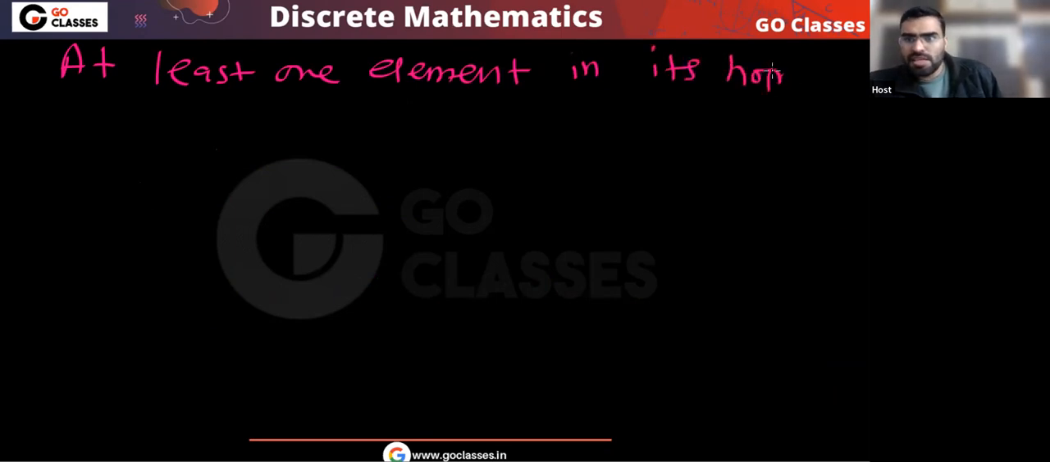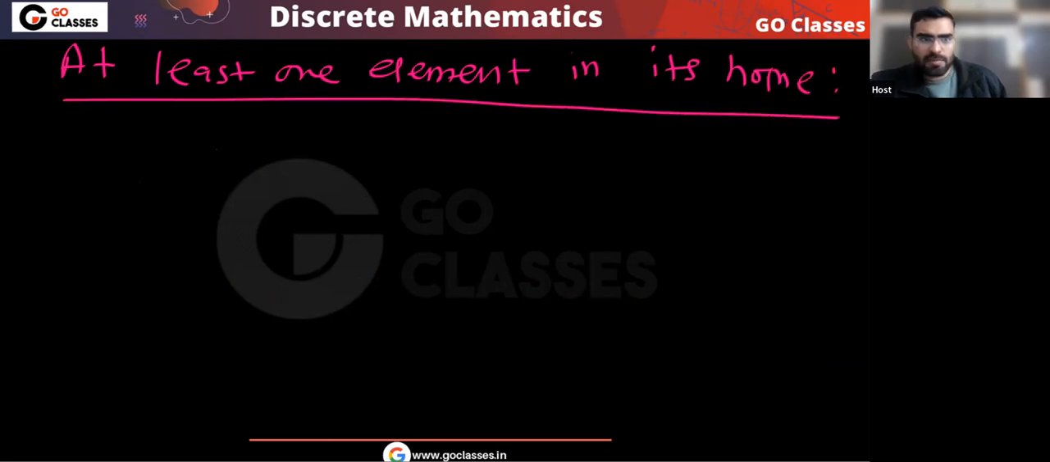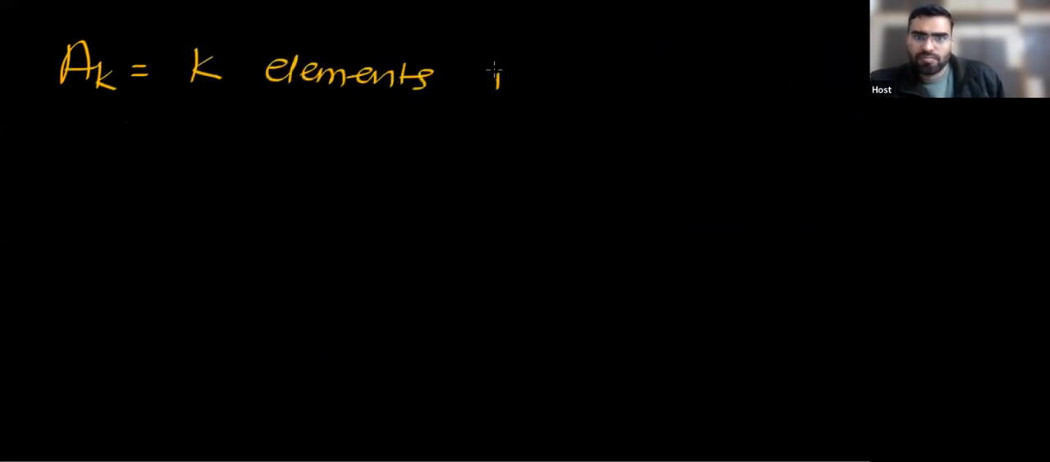So here we can very easily check it out. It will be like this: one element in its home, minus two elements in their home, plus three elements in their home. Yes or no? For example, for k elements in their home, let me call it Ak. Ak means basically when k elements are in their home.